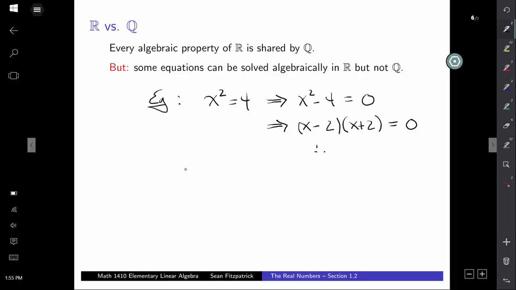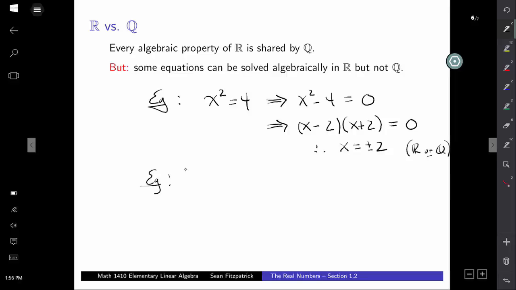And so then I can conclude that x must be either plus or minus 2, because either the first factor is 0 and x is equal to 2, or the second one is 0 and x is equal to minus 2. On the other hand, that works in either R or in Q.